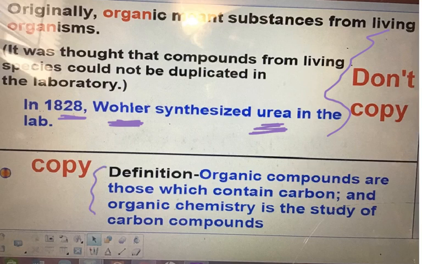But we will copy this definition here, folks. Organic compounds are those which contain carbon. So we're going to take that down. Organic compounds are those which contain carbon, and organic chemistry is the study of carbon-containing compounds. This is a very important definition. Moving on.